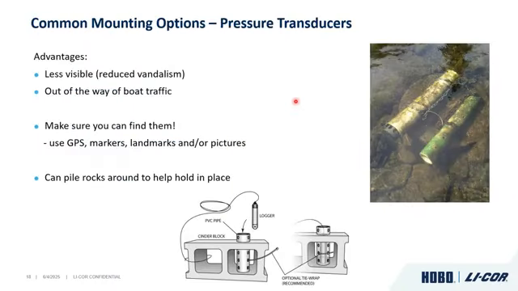What's more unique about these pressure transducers is the big advantage that they're less visible. And there's reduced vandalism because of that, but also if you have a recreational area that has boat traffic, it's below the surface, it's in an area that it won't get hit. There's nothing sticking up out of the water. When you are deploying these and hiding them, you've got to make sure you can also find them.